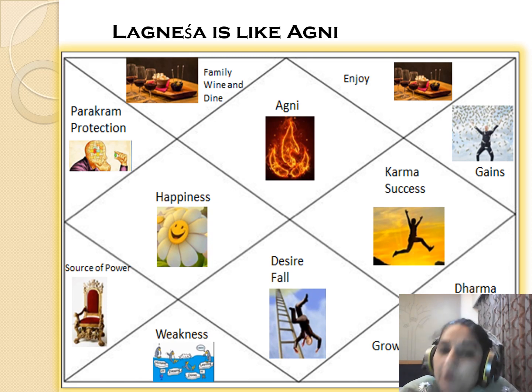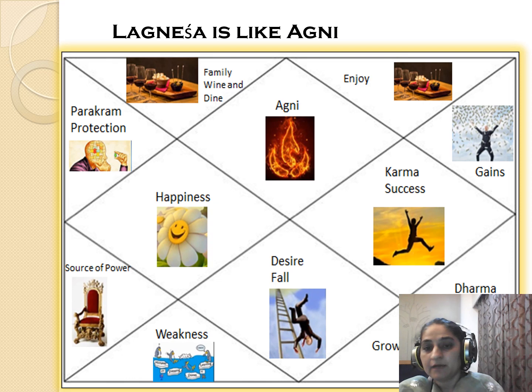So with this we can form a rule in our books that wherever your Lagna Lord goes, in whichever of the 12 houses, first from that is Agni. 2nd and 12th houses are the houses where you want to wine and dine. Third house is your protection, or आपका कवच है, the things from where you will get protection, kavach, जैसे राजा का कवच है. Fourth house is your happiness. Fifth from that is your source of power. Seventh is your fall. Eighth is growth. Ninth is dharma. 10th is success. 11th is gains. So with this principle in mind, we will try to decode.